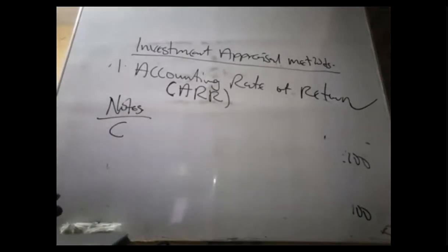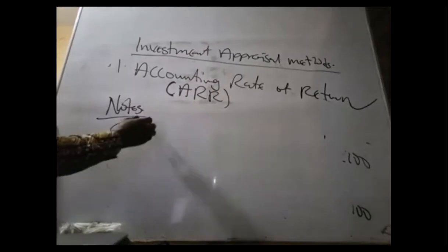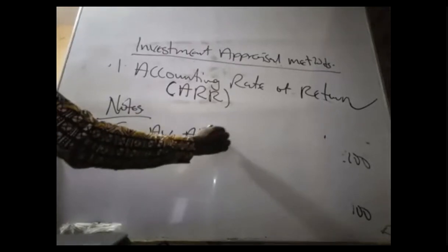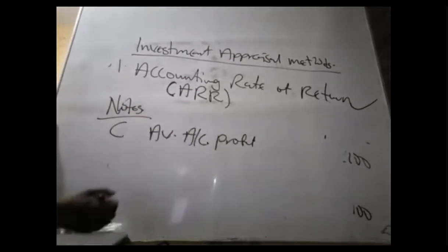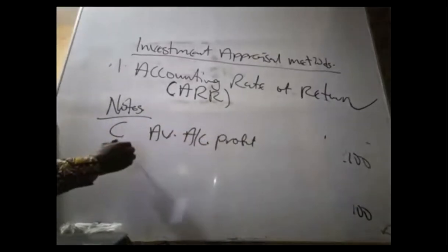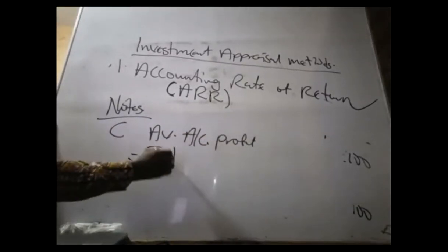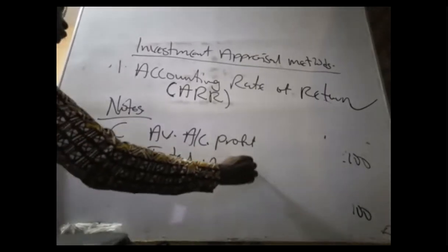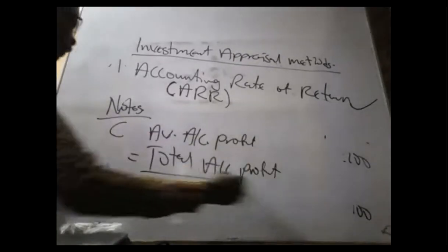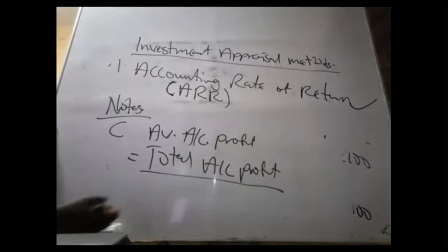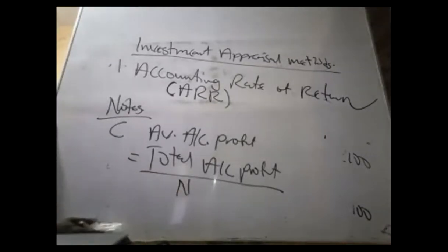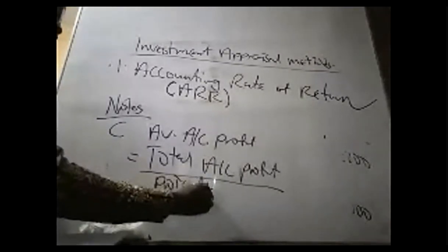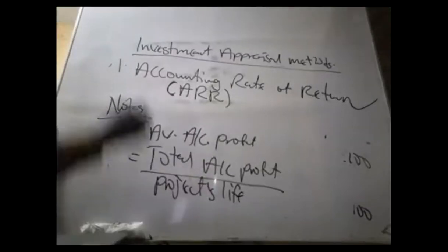I'll go to C and continue. Formula C, I'll talk about average accounting profit. It is equal to total accounting profit, all divided by the number of years or the project life, the useful life of the project. Good.